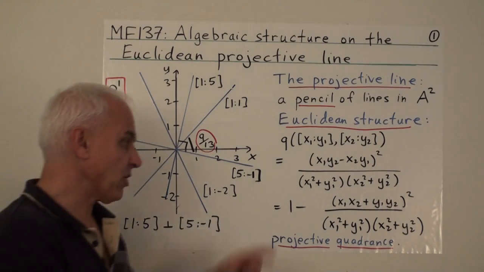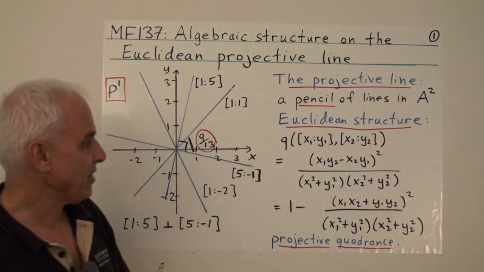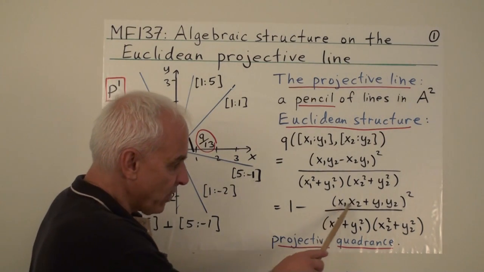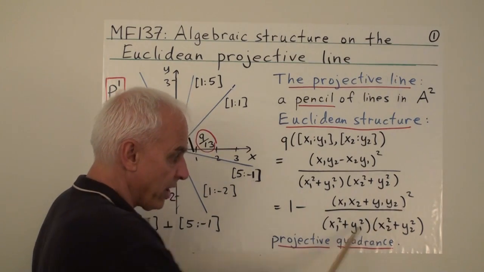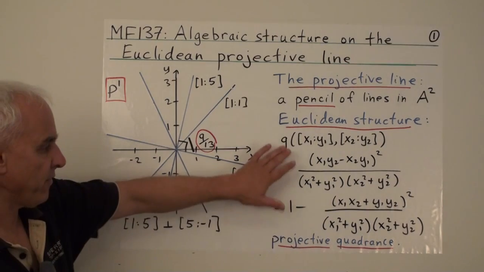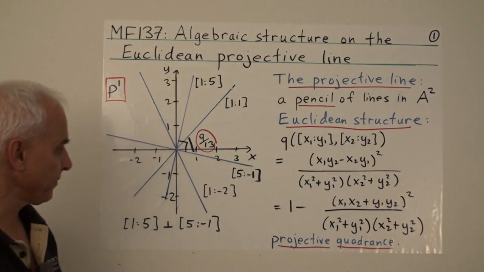And then we saw that there was this important alternate representation of the projective quadrance as 1 minus (x1 x2 plus y1 y2) squared over the same denominator. So both of these ways of looking at things will be very useful and important.